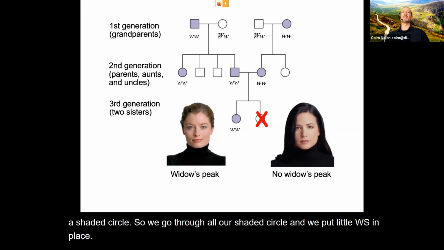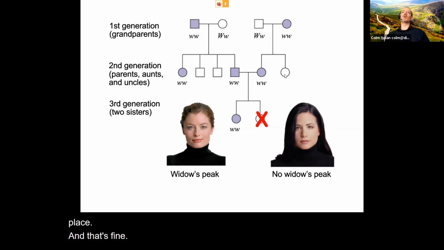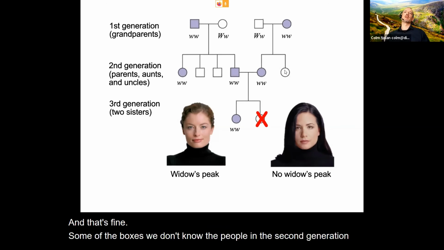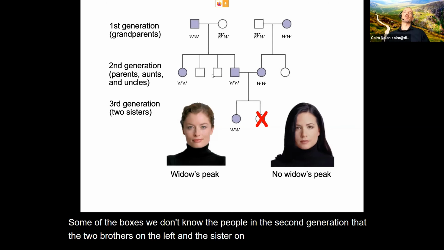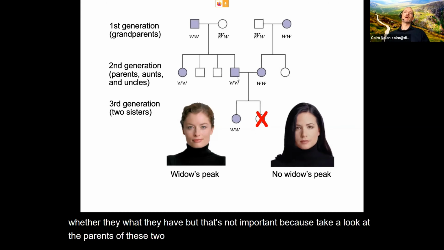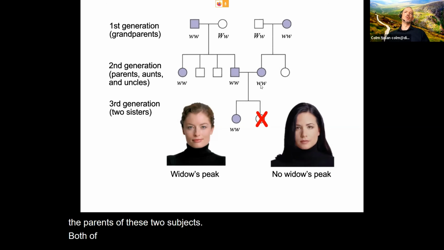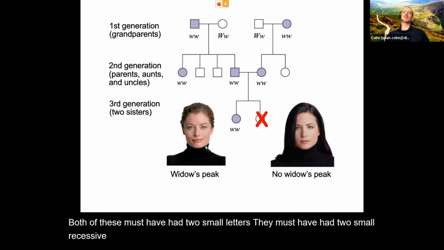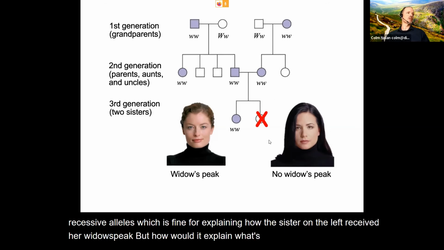So we go through all our shaded circles and we put little w's in place. And that's fine. Some of the boxes we don't know, like the people in the second generation, the two brothers on the left and the sister on the right, we don't know exactly what they have, but that's not important because take a look at the parents of these two subjects. Both of these must have had two small recessive alleles, which is fine for explaining how the sister on the left received her widow's peak. But how would it explain what's going on with the sister on the right?